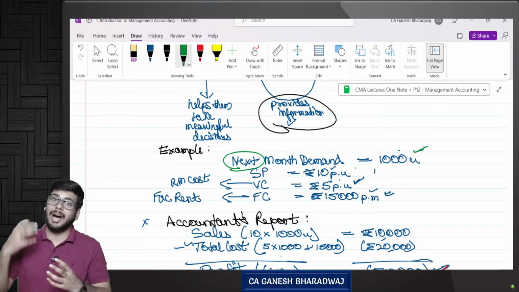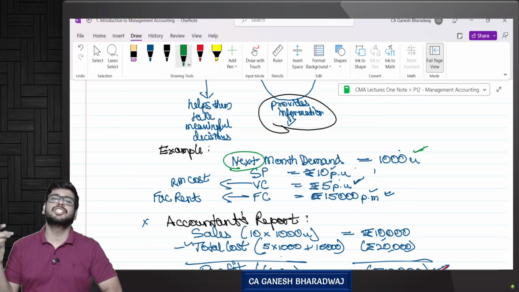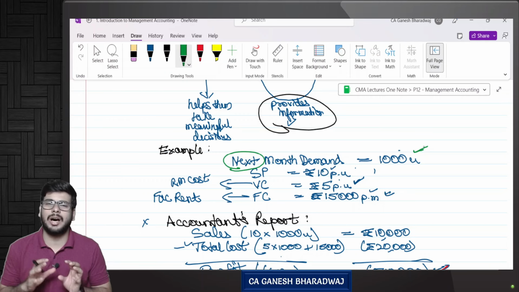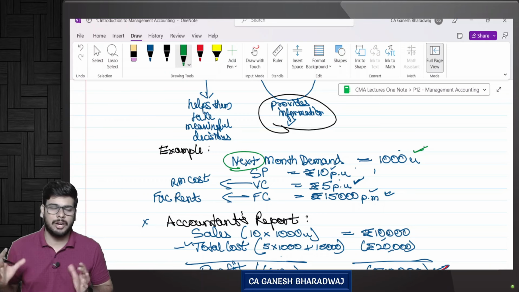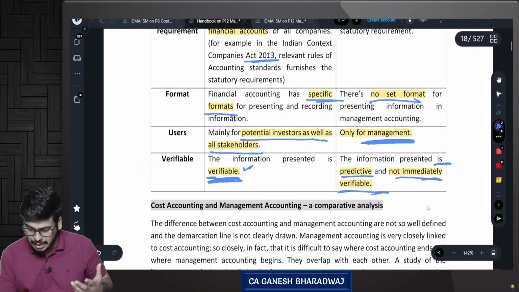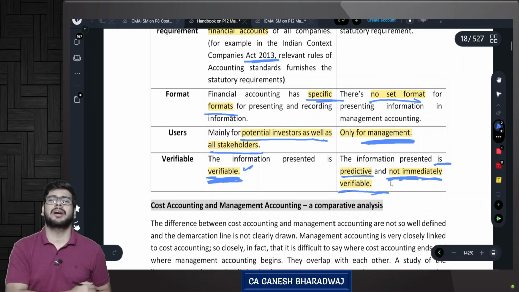For me to arrive at the predictive figure, I used the past data. What could have been the demand during this month for the past 5 years? I would have analyzed it and also adjusted for the COVID issue and all that, and arrived at a prediction. So this cannot be immediately verified. This is predictive and it cannot be immediately verifiable. Are you clear with this?